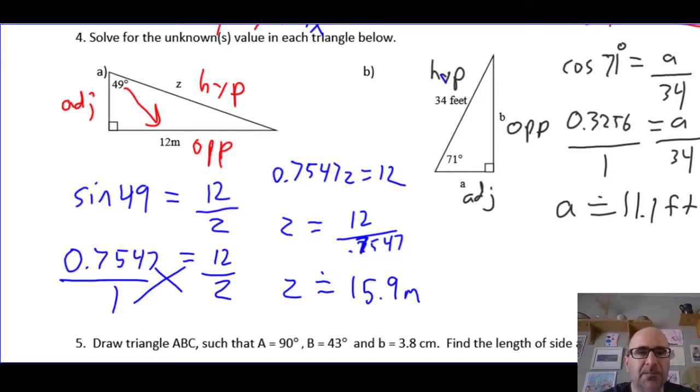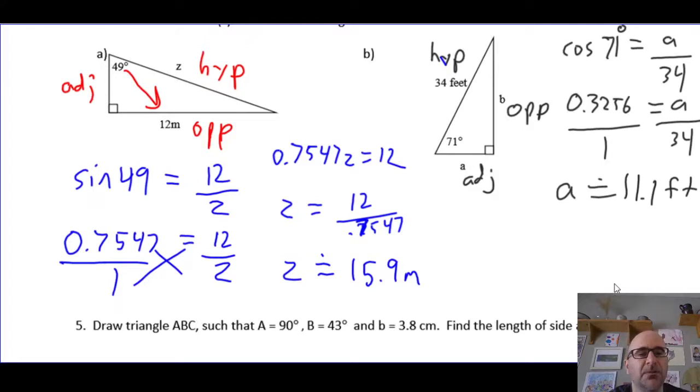Now, how about side B? You've got a lot of different choices here. You could use the sine ratio to solve for B. You could use the tan ratio because now you have side A, or you could use Pythagorean theorem since you actually have two sides and you're looking for the third. It doesn't matter which you do. They're all going to be close to the right answer. I'm going to use the Pythagorean theorem.